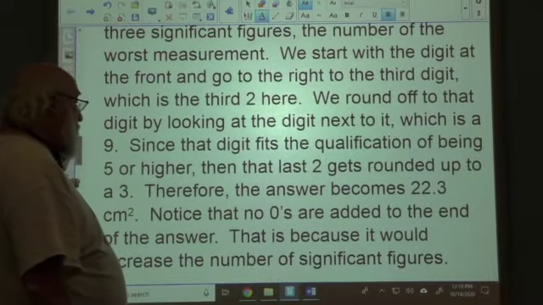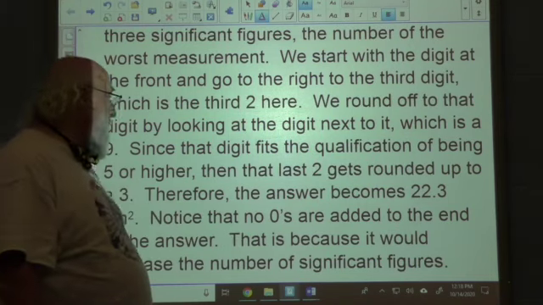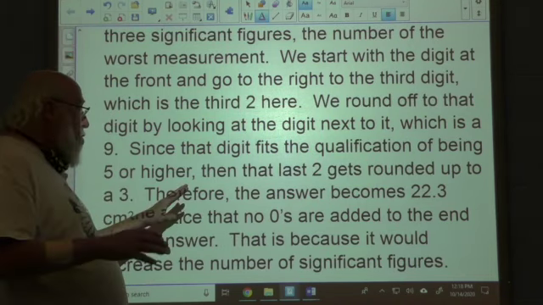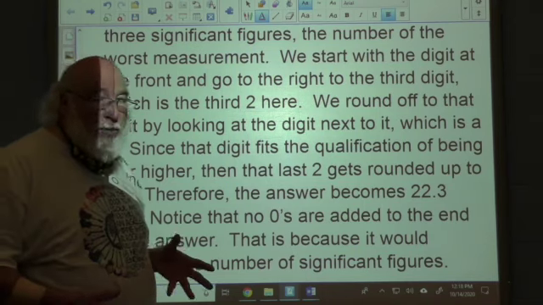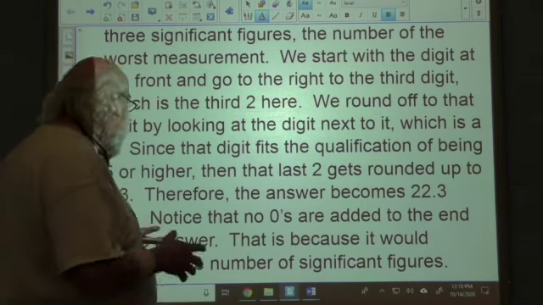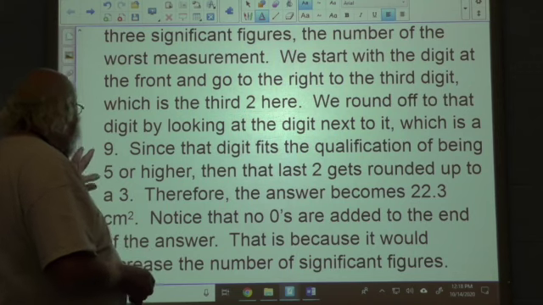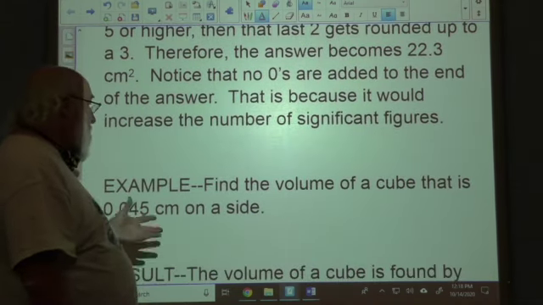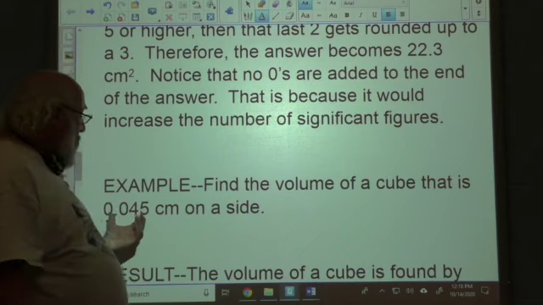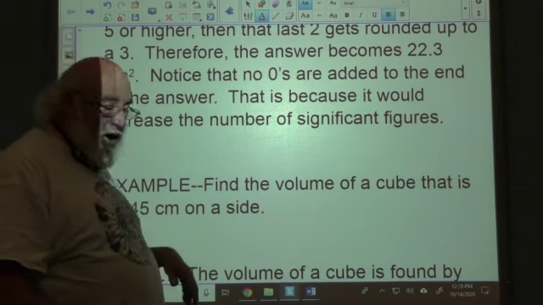Okay? So this is the correct answer right now. Again, notice that no zeros are added to the end. You would if it's a whole number, but not if it's going to be past the decimal point as a decimal. Example, find the volume of a cube that is 0.045 centimeters on a side.